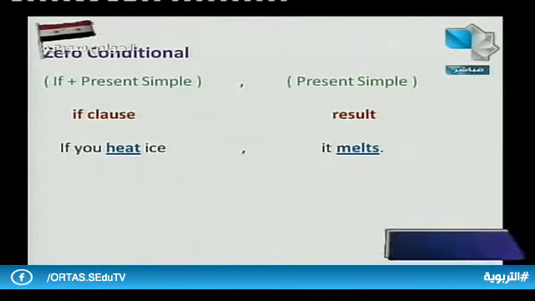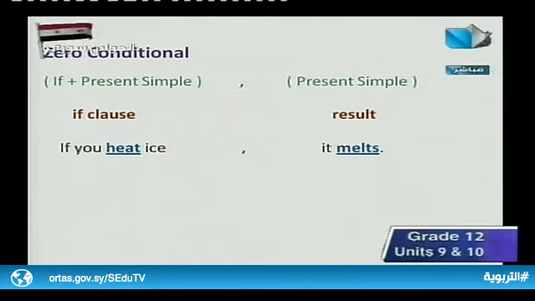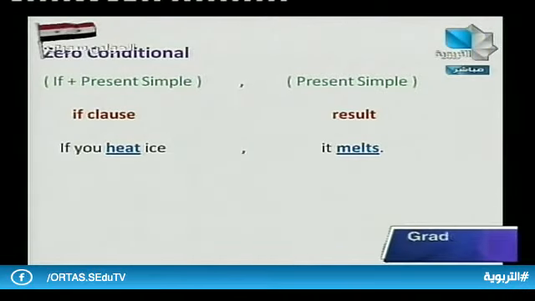Zero conditionals can be used to talk about a general situation, a routine or a fact. For example, if I have time, I always visit my grandparents. It's a habit or a routine. It happens all the time. And we can use them to talk about facts, as you said. For example, if you heat ice, it melts.